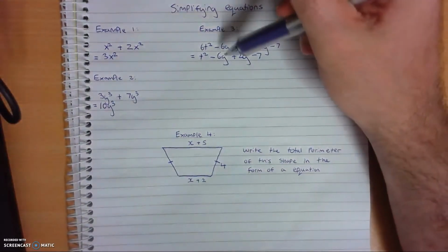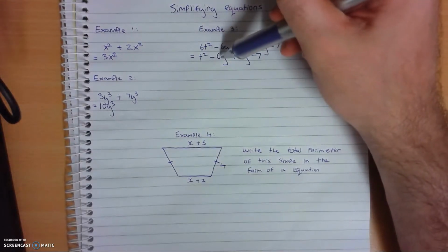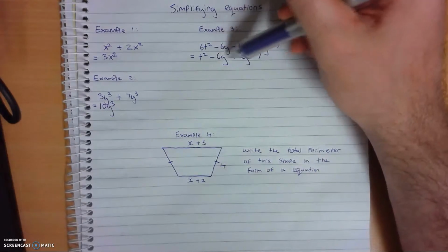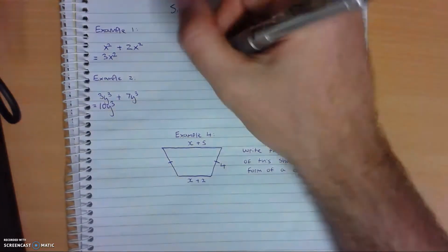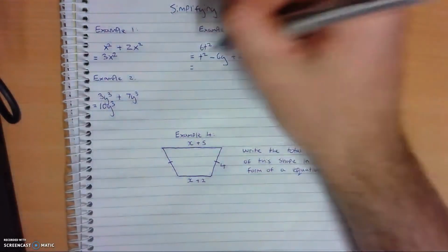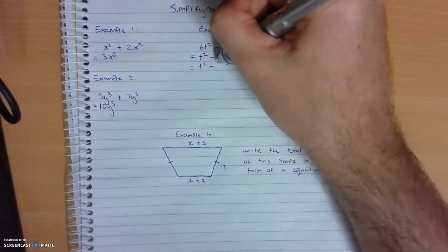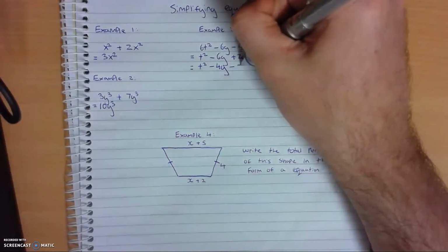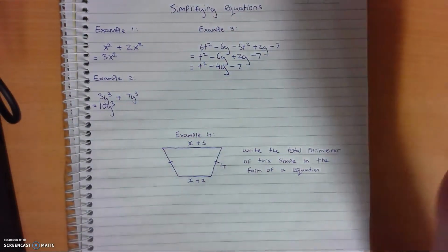All right, now I can move on to the other like terms that I have the same, which will be -6g and positive 2g. So -6 plus positive 2, all right, which will give me -4. So it'll be t to the power of 2 minus 4g minus 7. And that's that. Don't need to overthink it, guys.